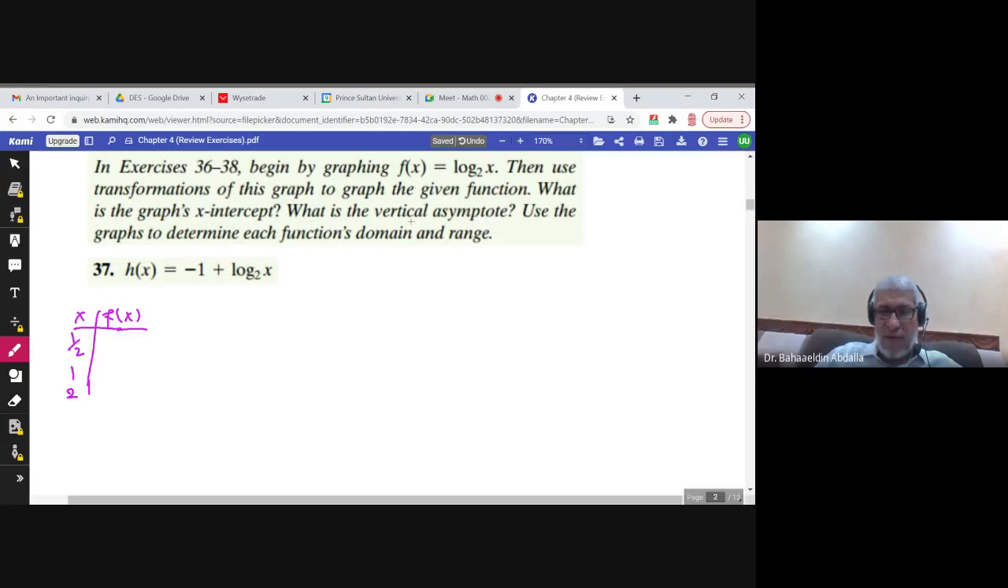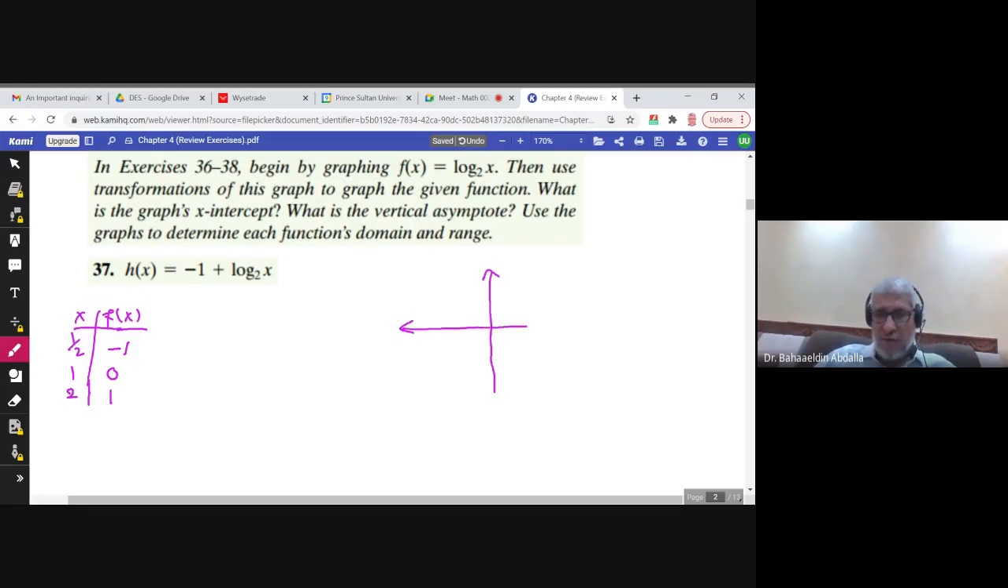So f of half, log half to the base 2, would be -1. And log 1 to the base 2 is 0. And log 2 to the base 2 is 1. So instead of having -1, 0, 1 here with the x, I will have it with the y, because log x to the base 2 is just the inverse function of the exponential function. And now I can sketch the graph.